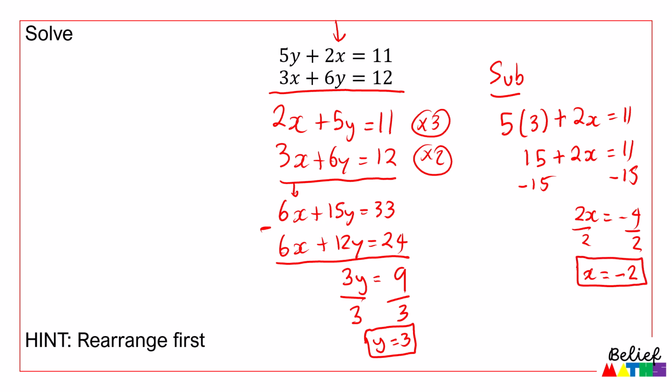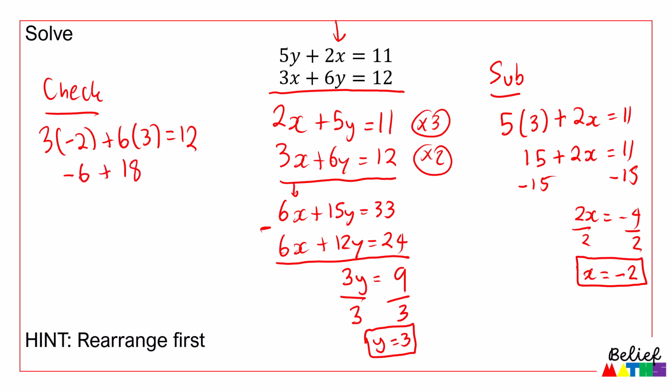And then finally, to check our final question, we'll sub this into the other equation, so the second one. 3 times x, which is negative 2, plus 6 times y, which is 3, gives us 12. Well, 3 times negative 2 is negative 6. 6 times 3 is 18, equals 12. And then if we do minus 6 plus 18, that is 12, so we know we're correct.